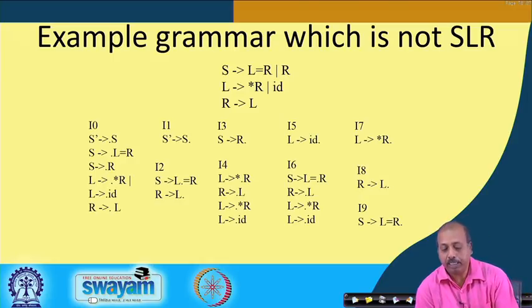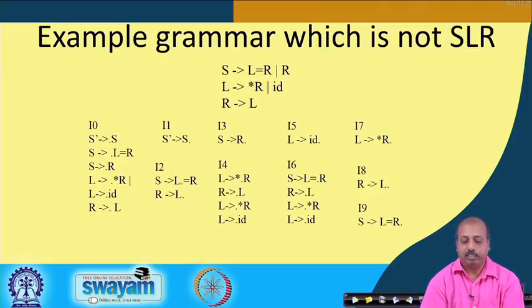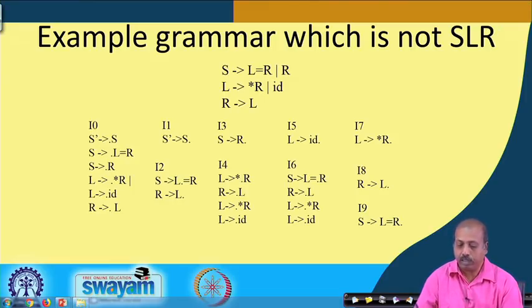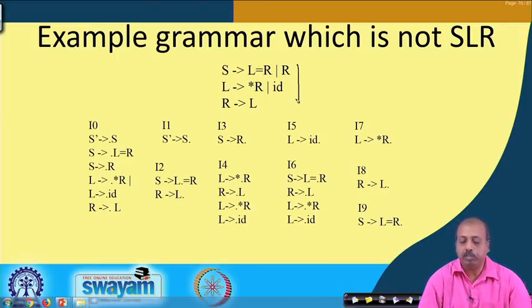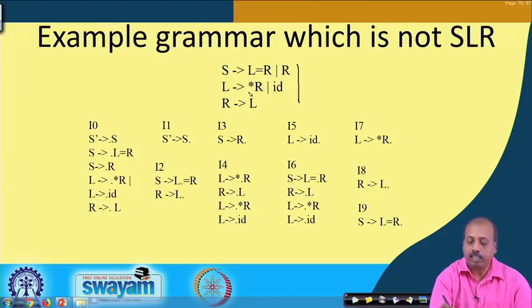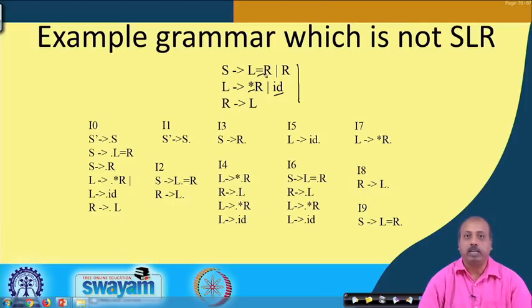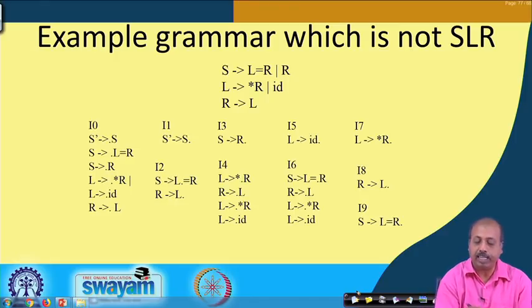So, let us look into an example which is not SLR. Let us look into this grammar: S producing L equal to R or R, L producing star R or ID, R producing L. Here star, ID and equal to are terminal symbols; S, L and R are non-terminal symbols. Initially I will add this additional rule S' producing S to get the augmented grammar G'.